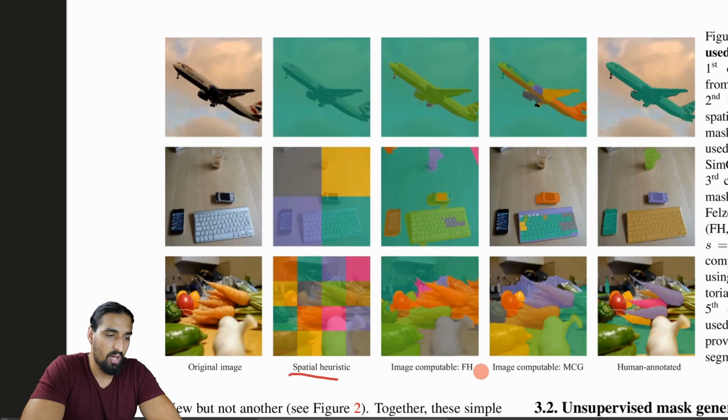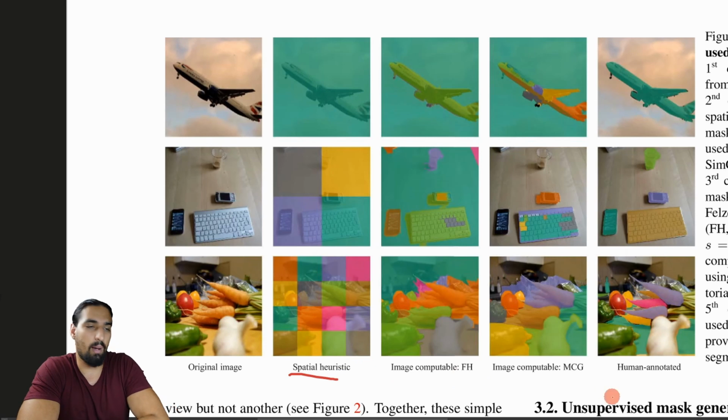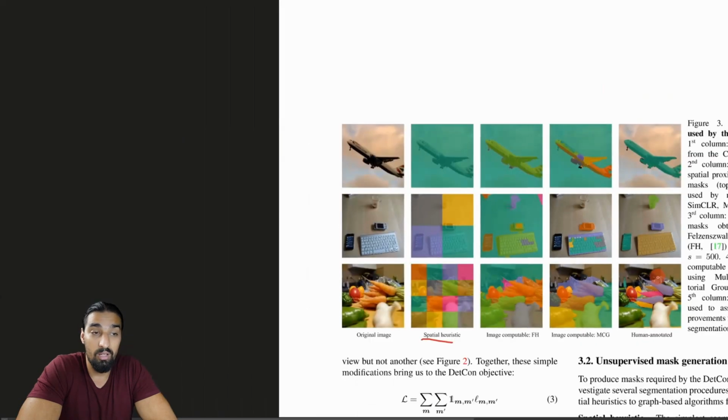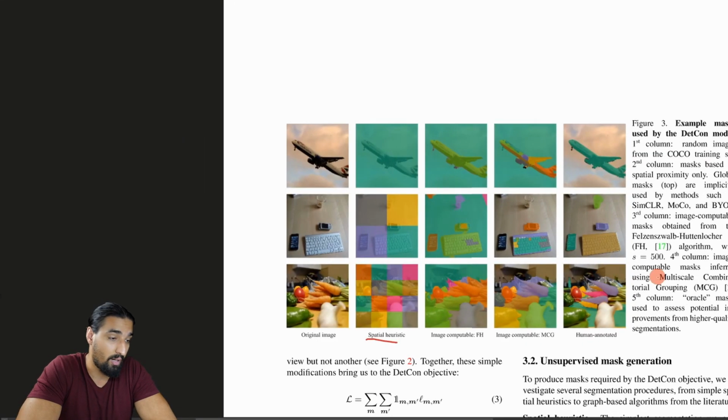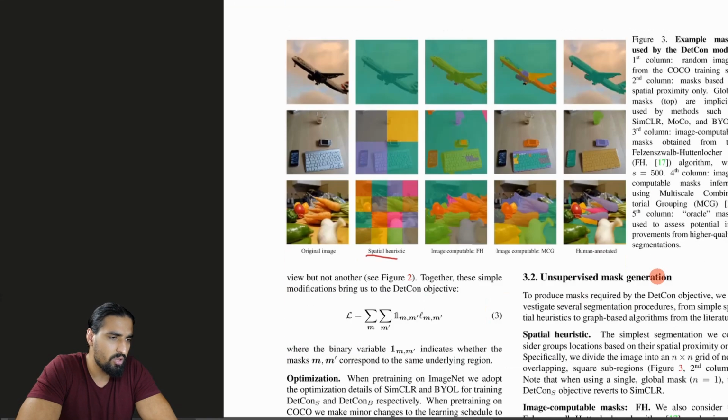They also tried the FH algorithm heuristic and MCG, and those are not that important. Basically, they're just more advanced heuristics compared to the spatial heuristic. And finally, they used human-annotated segmentation masks. They later showed some intuitive results that having better segmentation masks like this one actually improved the method by quite a lot. Okay, so those are the segmentation masks.